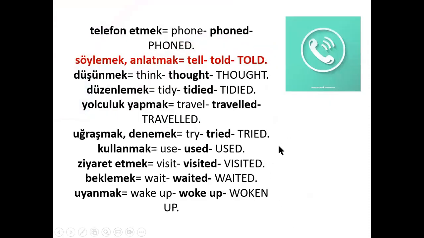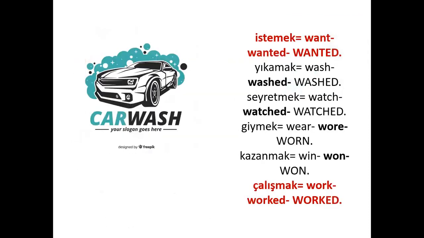Text, texted, texted, a regular verb. As a verb, yes, text is both noun and verb. Tell, told, told. Think, thought, thought. Tidy, tidied, tidied. Travel, traveled, traveled. Try, tried, tried. Use, used, used. Used car, for example, as an adjective: this is a used car, a second-hand car. Visit, visited, visited. Wait, waited, waited. Wake up, woke up, woken up. Want, wanted, wanted. Wash, washed, washed. Watch, watched, watched. Wear, wore, worn. Win, won, won. Work, worked, worked, regular.